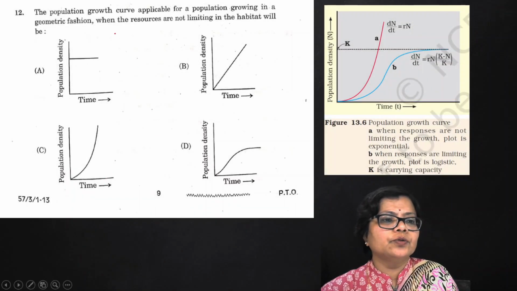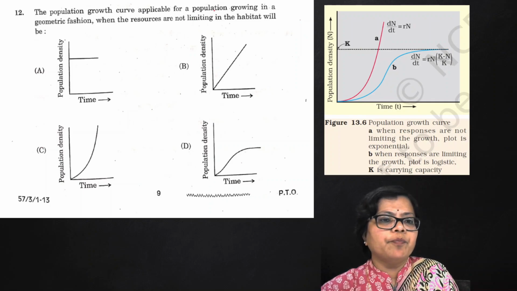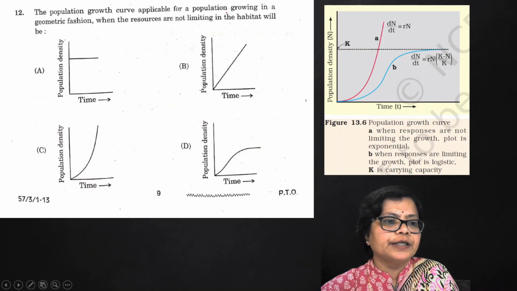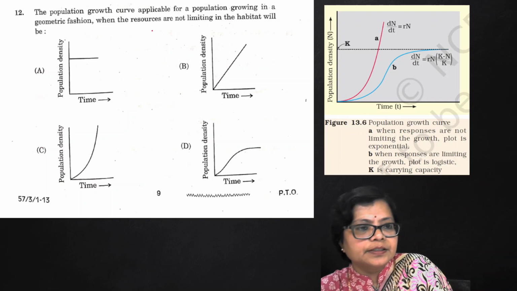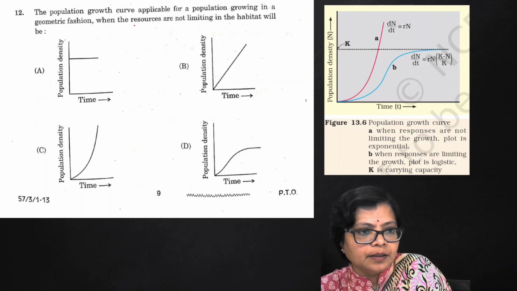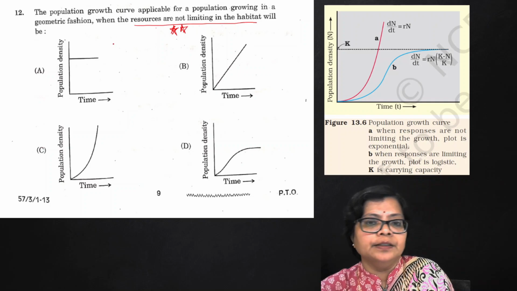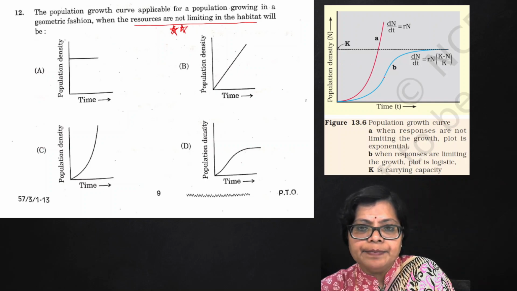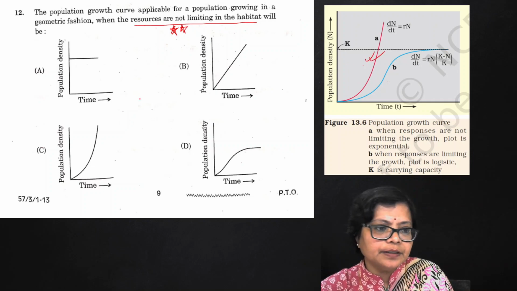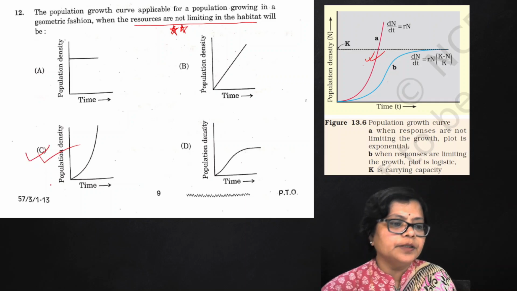Okay. Now the next one. The population growth curve applicable for a population growing in a geometric fashion when the resources are not limiting. Here see, the resources are not limiting in a habitat. This line is very important. If it is limited, then this one, but it is not limiting. So this one, not limiting. So the correct answer will be C, this curve.